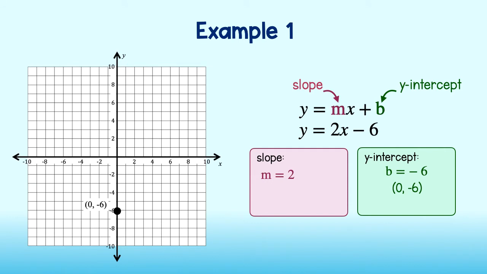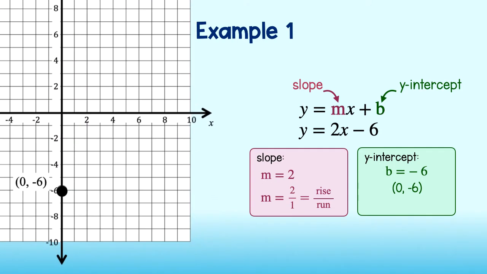It is helpful to write slope as a fraction so we can see both rise and run. We can write the number 2 as 2 over 1 to see that we must rise 2 units and run 1 unit. Let's zoom into our graph a bit. All right, we will rise 2 units and run 1 unit. So you can see that I rose 2 units and I ran 1 unit. This is the location of my second point, (1, -4). I can now draw a line through these 2 points, and there we have it, the graph of the equation y = 2x - 6.